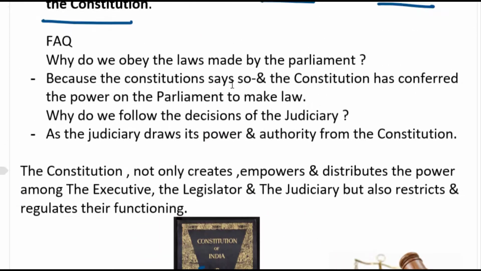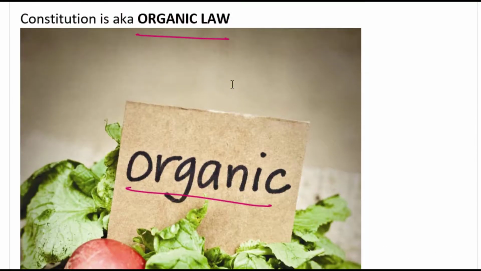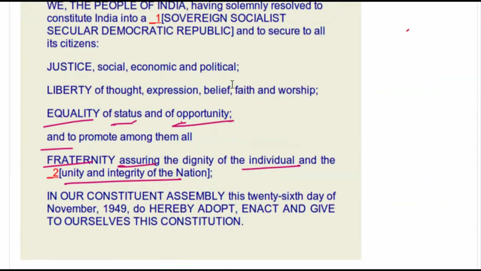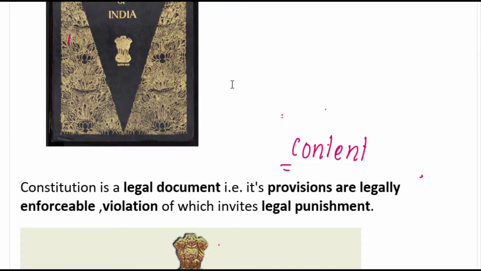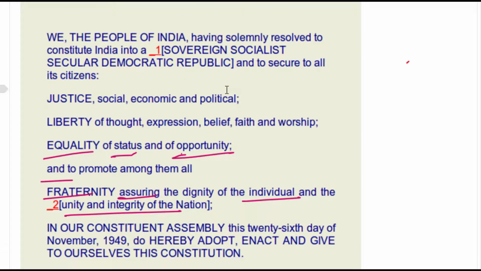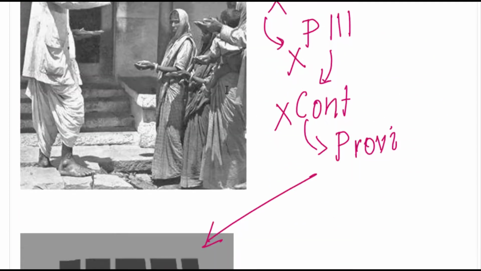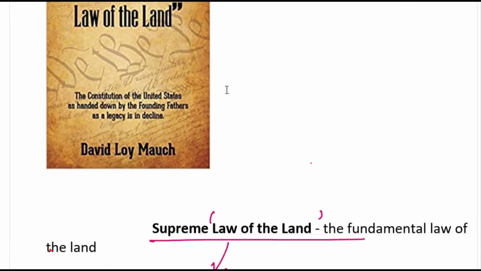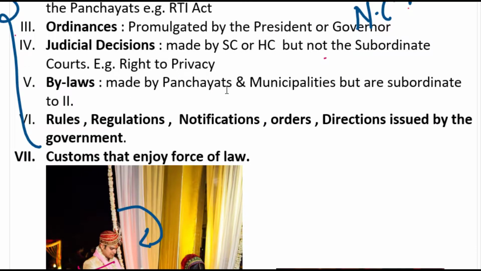Alright, let's just quickly revise what we have seen so far. We learned that the constitution is a legal document. Its provisions are legally enforceable, violation of which attracts legal punishment. The constitution embodies the higher values and the higher goals which we wish to achieve. The constitution is the supreme law of the land. Therefore, it enjoys a special legal sanctity. All other laws must be in conformity with the Constitution.